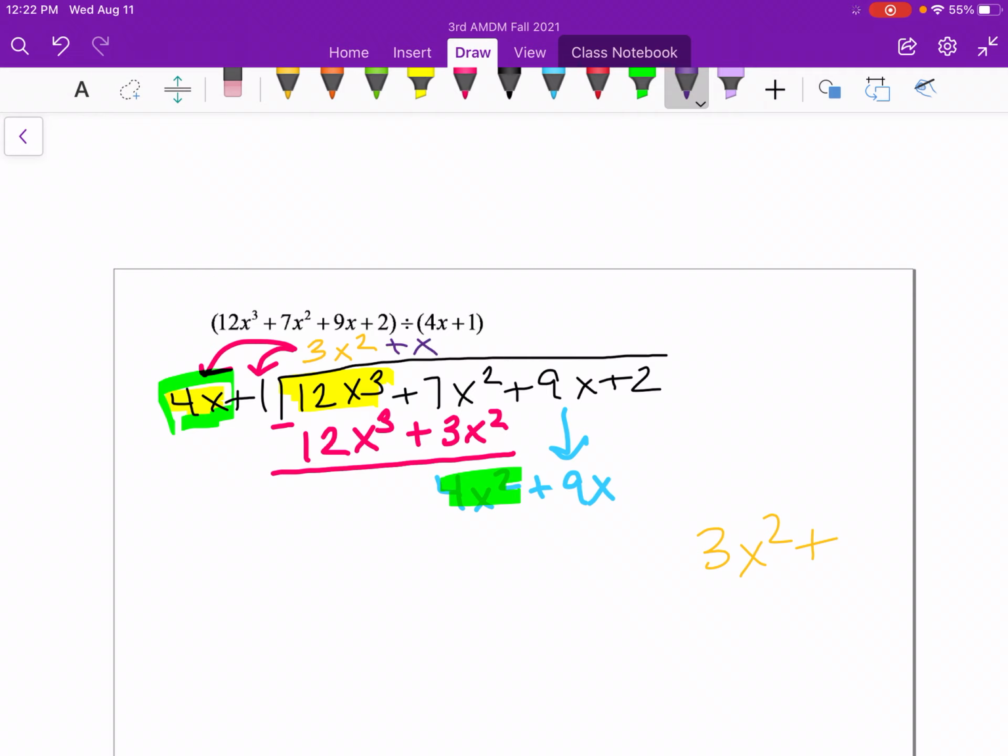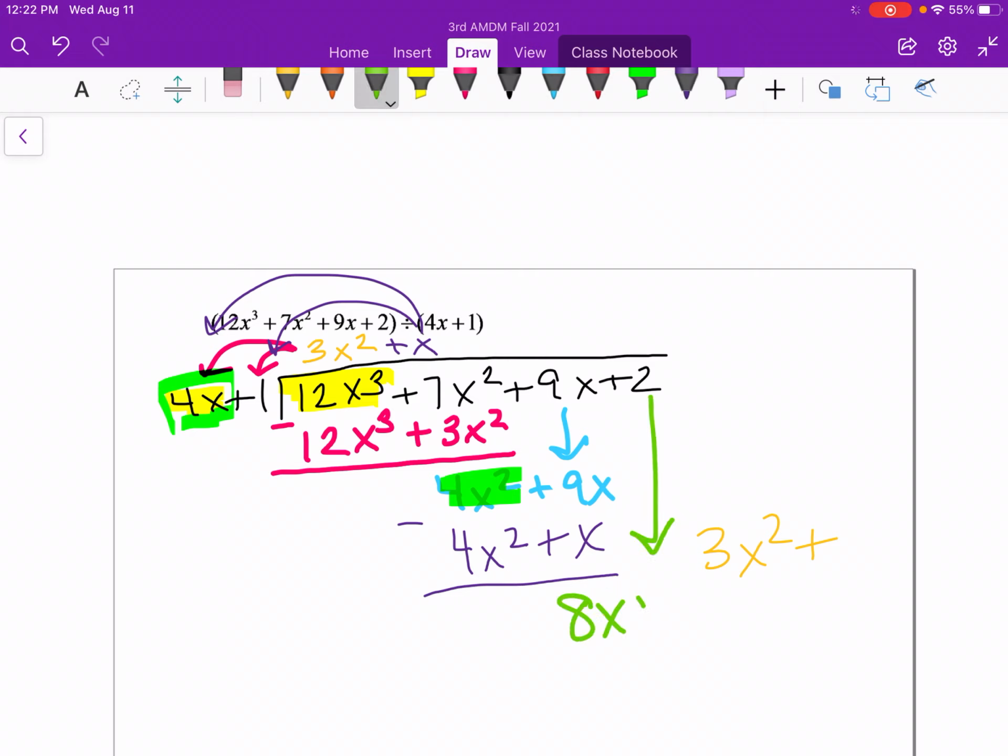And then I have to multiply x times 4x, which is 4x squared, and then x times 1, which is x. And I'm going to subtract. So 4x squared minus 4x squared is nothing. 9x minus x is 8x. And I'm going to bring down my 2. This is going to be the last step because there's nothing else to bring down.